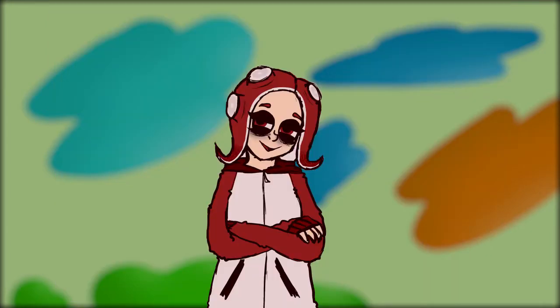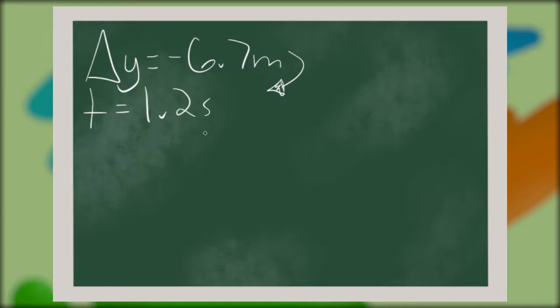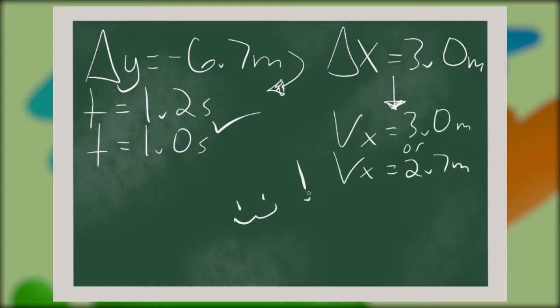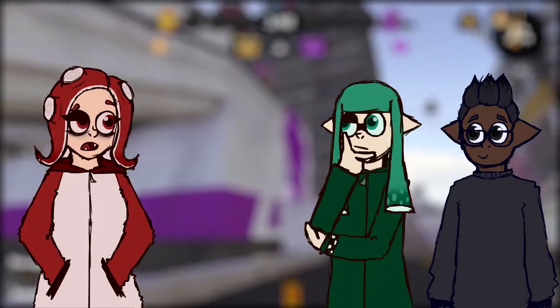Okay, let's recap after that mess. We have the initial freefall. The vertical displacement is 6.7 meters. We take that and we get 1.2 seconds. The video shows 1 second, which was good because the seconds are very similar. We crappily get the horizontal displacement and end with the horizontal velocity at 3 meters or 2.7 meters per second. You got that? I didn't either.